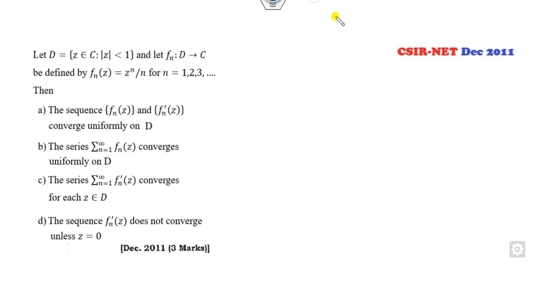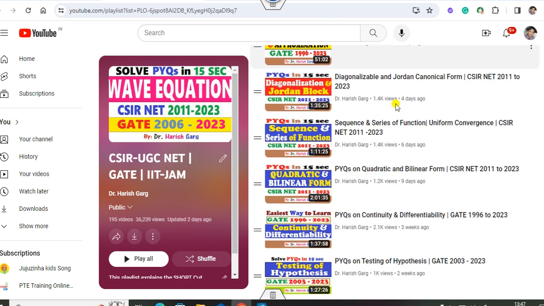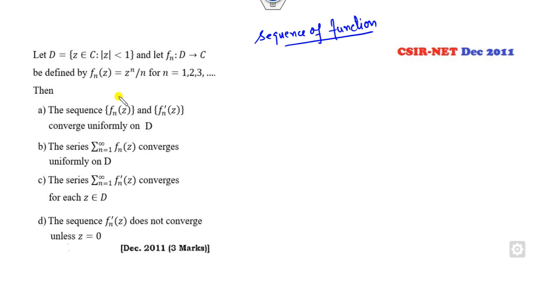Now look at this another one which is given to you. D is an open set, and Fn is there. That is a sequence of functions. This is the sequence of functions, and we already gave you the previous lecture on the sequence of functions. You can see about this lecture, sequence of functions. How can you solve that?